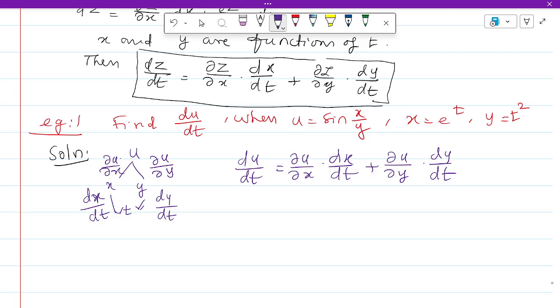Here you should know when you have to use the partial derivative and the ordinary derivative. Here you can see u is sin x by y, x is a variable, y is a variable. At the time u is a function of two variables, therefore you have to use the partial derivative. x is only one function of t, y is only one function of t. At the time you have to use the ordinary derivative. So we can find that now one by one. What is dou u by dou x?